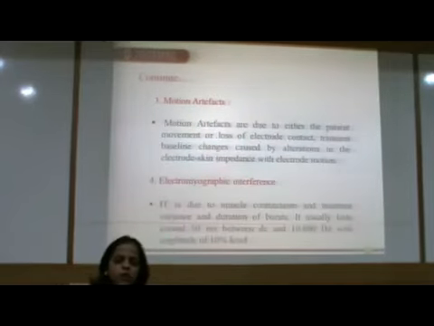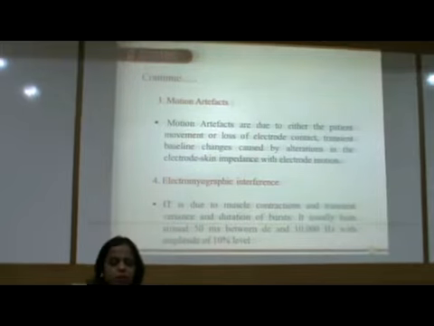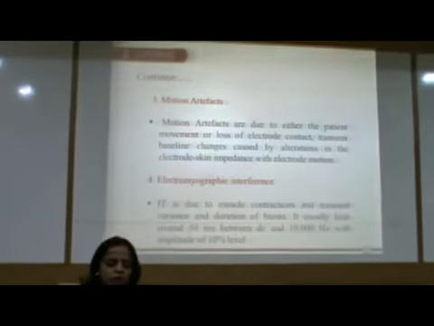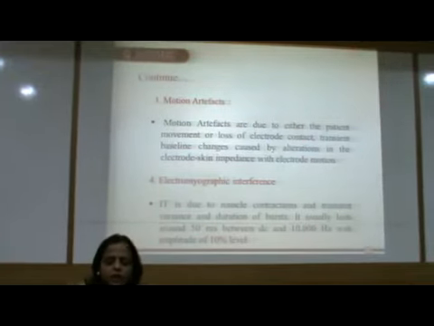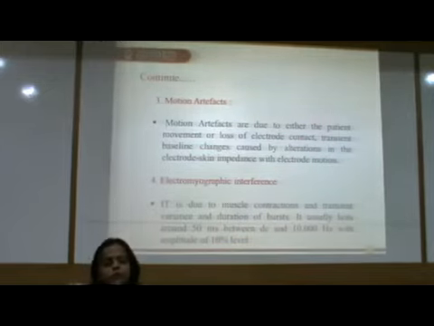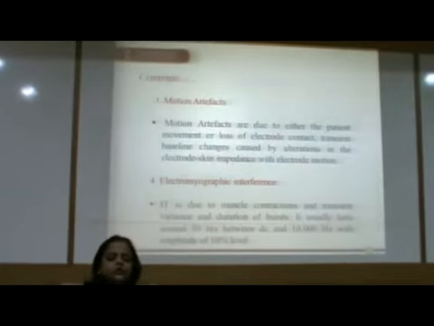And the next one is motion artifacts. Motion artifacts are due to either the patient's movement or loss of electrode contacts. Transient baseline changes are caused by alteration in the electrode skin impedance with electrode motion. And the next is electromyographic interference. It is due to muscle contraction and transient variance and duration of burst. It usually lasts around 50 milliseconds between DC and 10,000 Hz with amplitude of 10% level.